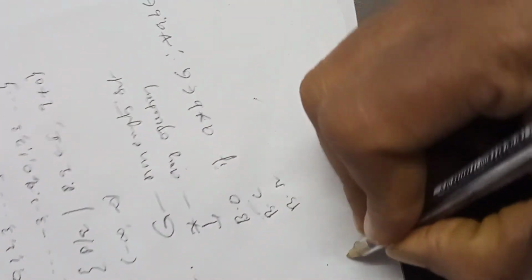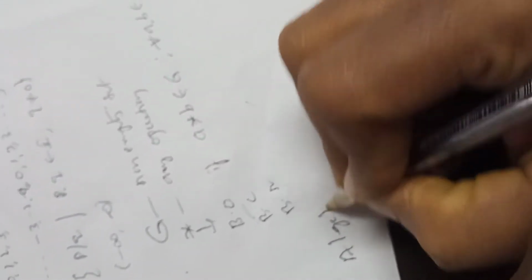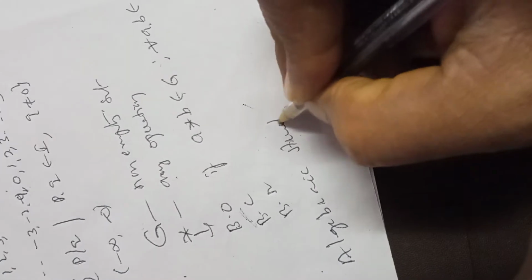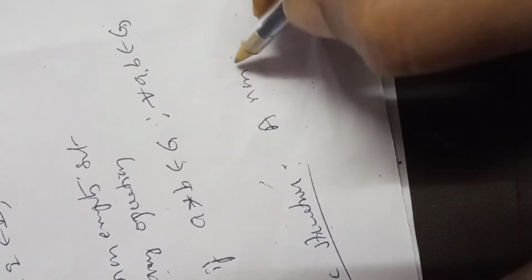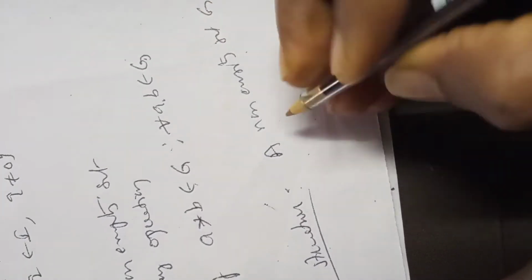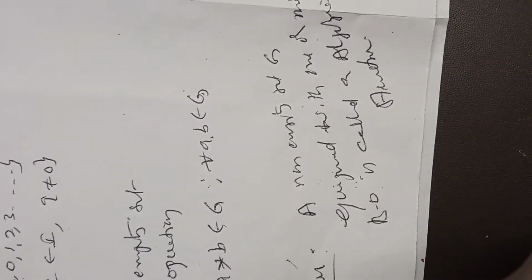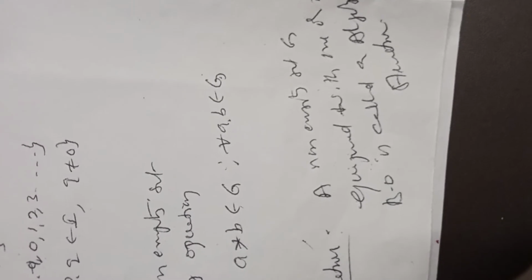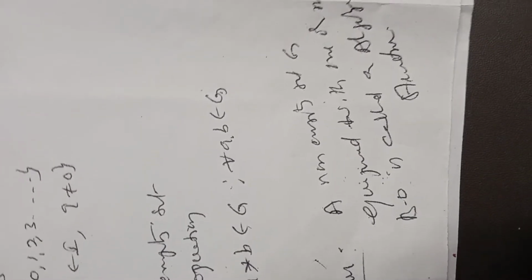Next one is algebraic structure. A non-empty set G equipped with one or more binary operations is called an algebraic structure. Right? Now, what is an algebraic structure? A non-empty set together with one or more binary operations is called an algebraic structure.